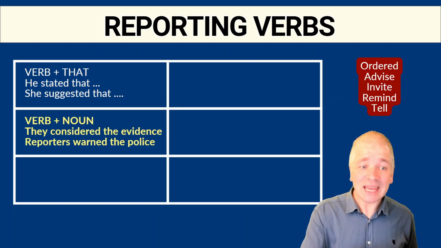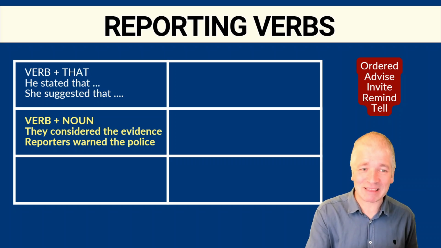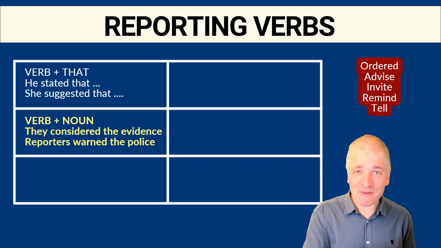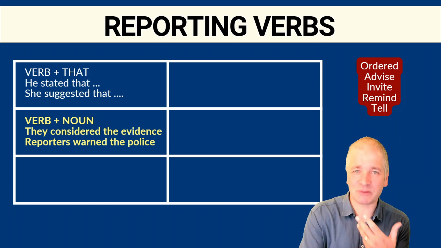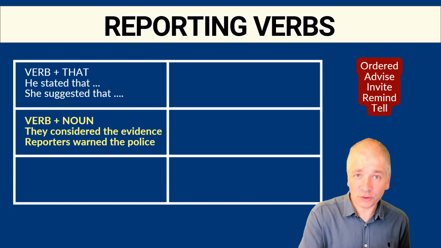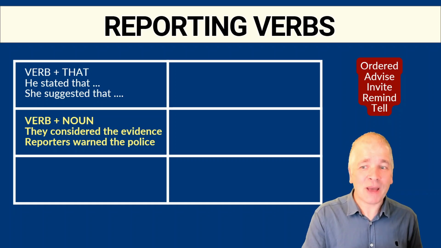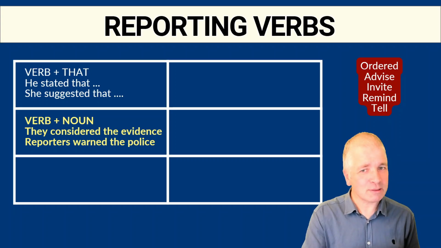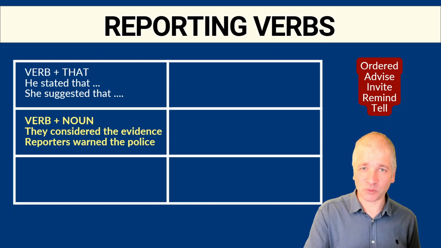Another structure is verb followed by just a noun or a noun phrase. They considered the evidence. So considered is the reporting verb. The evidence is the noun here. Or reporters warned the police. Other verbs that follow this pattern include ordered, advise, invite, remind, and tell. They all can be followed by a noun immediately afterwards.